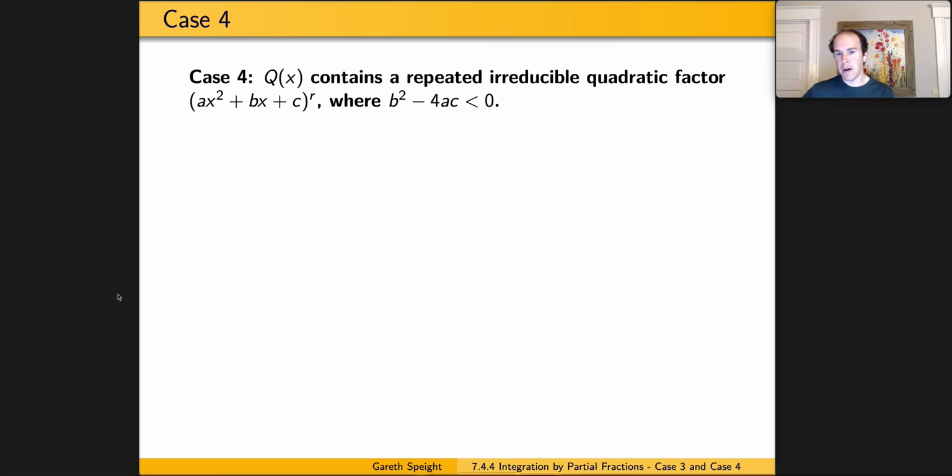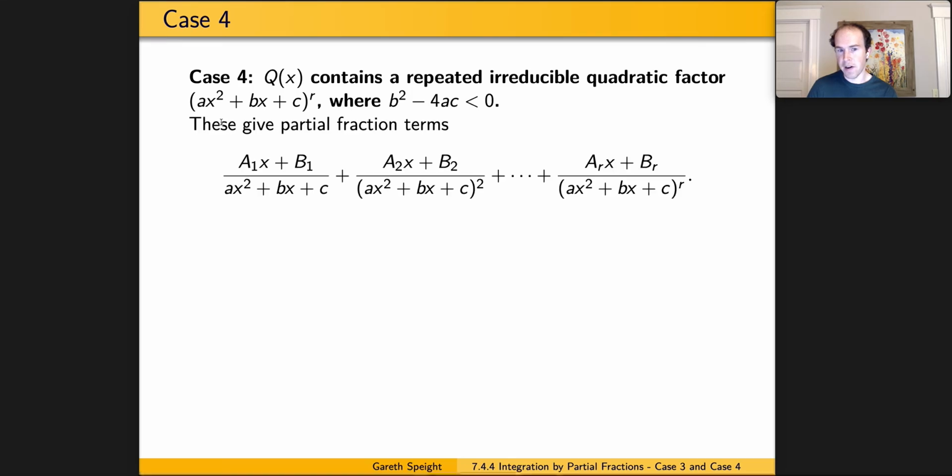And the only thing we didn't talk about is what we should do if there is an irreducible quadratic term that is repeated. So it looks like ax squared plus bx plus c to the power r, where b squared minus 4ac is less than 0. In this case, it's kind of like a mishmash of case 2 and case 3. It's like case 3 because we're going to have constant x plus constant divided by our term. But it's not just going to be divided by our term or our term to the power r. We're going to have several different types of terms divided by the appropriate powers of our factor.